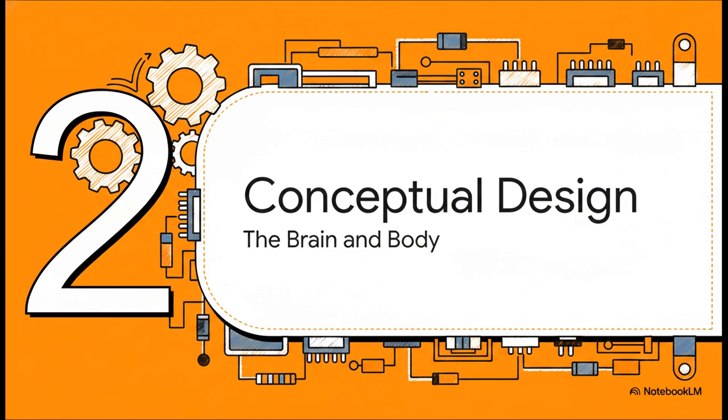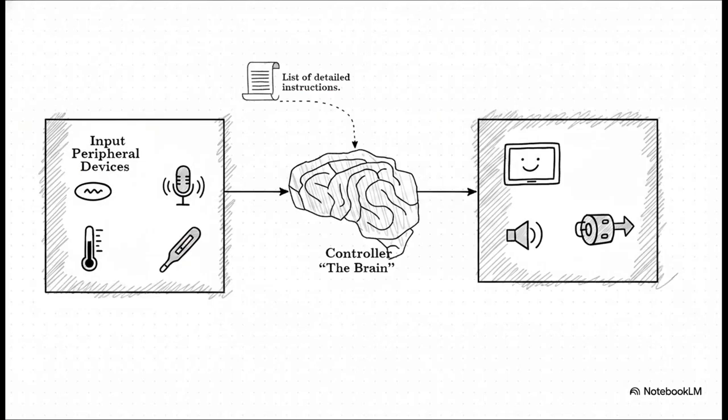Moving right along to Section 2, let's look at the conceptual design, or what I like to call the brain and body. So let's lean into that brain and body analogy. At the center of every embedded system is a controlling device. This is the brain, and it's completely hidden from the user.